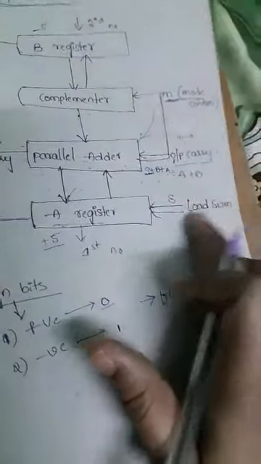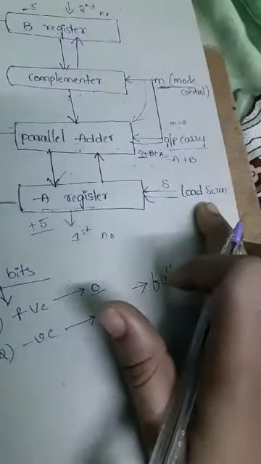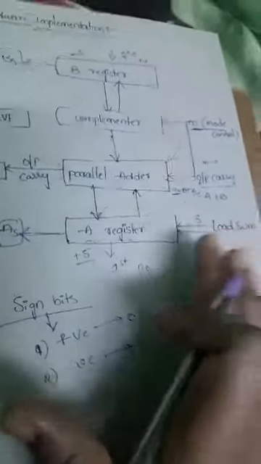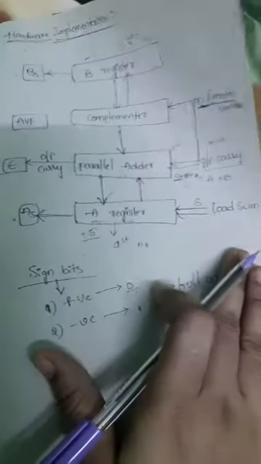Okay, so here S specifies the load sum, that we can call the result of the addition operation. Okay, so here the A register is called the source register as well as the destination register. So what is the addition operation? How can we perform that addition operation?